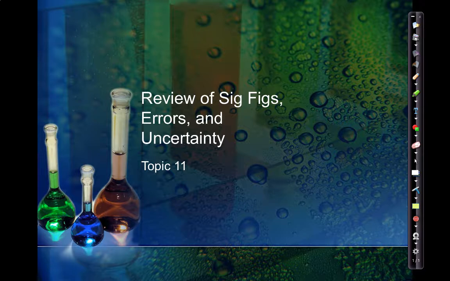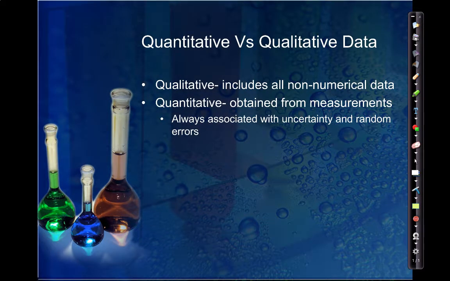So before we can talk about uncertainty and how we deal with uncertainty in measurements, we have to talk about significant figures. We've already discussed significant figures, so we're just going to quickly review that. Data can either be qualitative or quantitative. Qualitative data would be something like the color of something, the texture of it, whether it's hard or soft. Quantitative data is going to be associated with a number, and it will be obtained from taking a measurement.